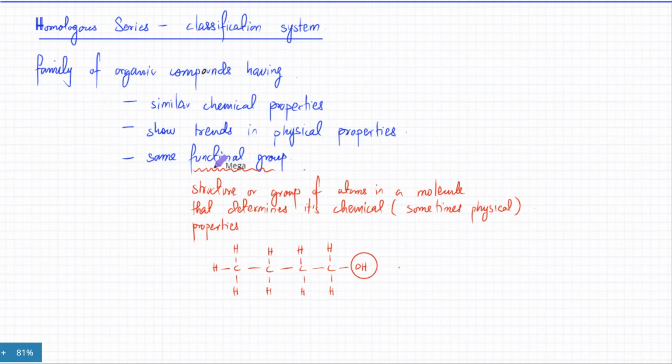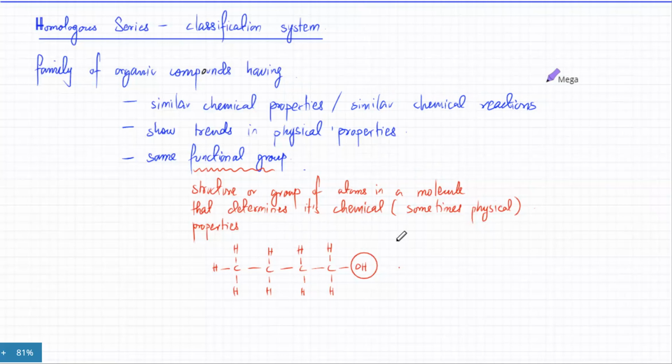It's a family of organic compounds, and you put them in the same family if they have similar chemical properties. They've got the same type of chemical reactions. That was the first one. Then we talked about them showing trends in physical properties, which wouldn't be exactly the same, but there would be trends, and they have the same functional group, which I told you was a structure or group of atoms in a molecule that determines its chemical and sometimes physical properties.